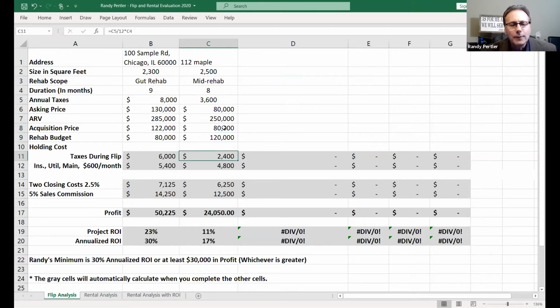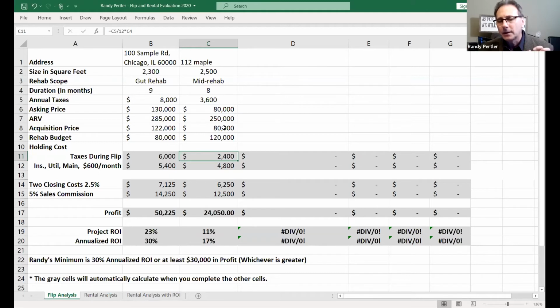Would we have to come up with the taxes? No, not during the project. You can wait and pay those taxes. Taxes are paid in arrears. You don't want to get too far behind because they could be sold. But if this is an 8-month project, usually I'm not paying the taxes. I just wait and pay that at closing.